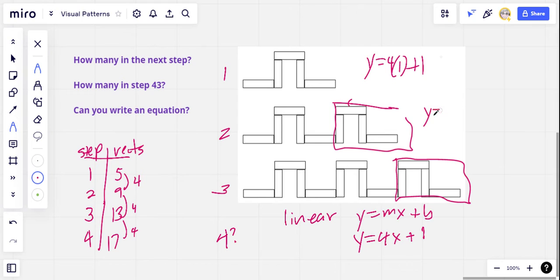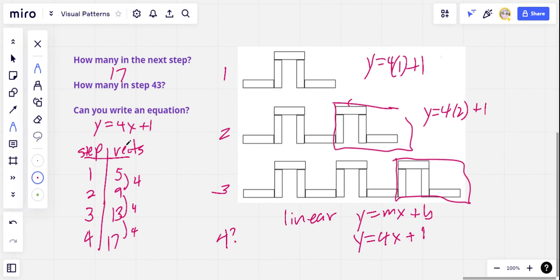So in step 2, we'd say y equals 4 times step 2, that's our x, plus 1 now. That's what we decided we had to add there. And let's see if that follows for step 2. So 4 times 2 is 8, plus 1 is 9. So this equation is predicting there'll be 9 rectangles in step 2. And yeah, there are 9 rectangles. So I think we got the equation correct here. So let's go ahead and write it in here. So y equals 4x plus 1. Oh, and we've already predicted 17 in the next step.